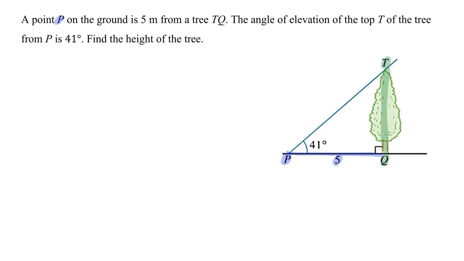The angle of elevation from P to the top of the tree, so this is what we call the line of sight, I'm going to highlight it also, is 41 degrees. Find the height of this tree. So obviously they are actually looking for TQ here.